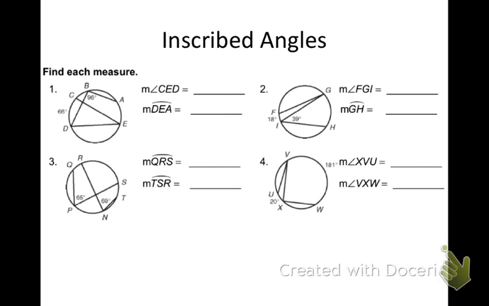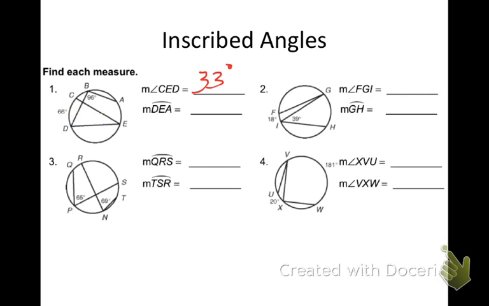So let's look at number 1 here in the inscribed angles. Number 1, find each measure. First one I want to do is I want to find angle CED. So if you look here, I want to find angle CED. And if I look there, what is the arc that it has? The arc is 66. So how do I find the angle then? I cut it in half. 66 divided by 2 gets me 33 degrees. Angle CED is 33 degrees.